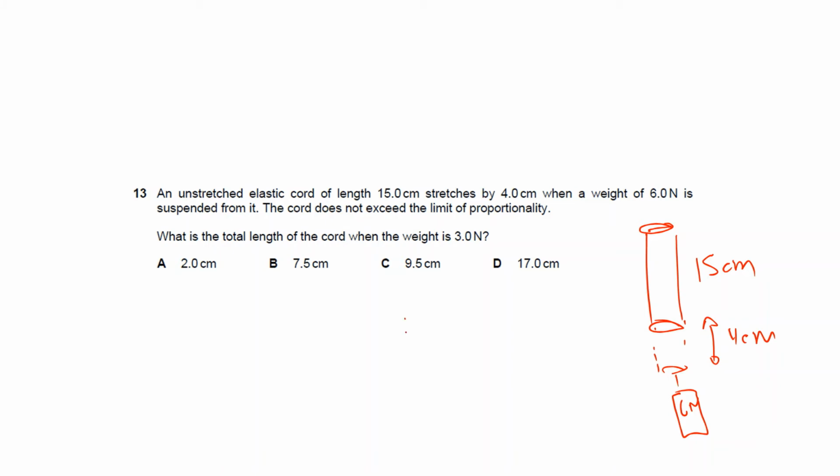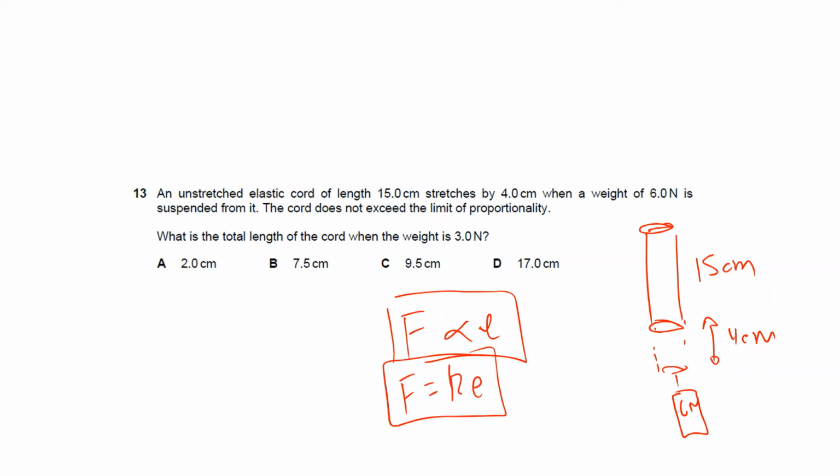Now this is actually about Hooke's law, which is F is directly proportional to e, and we know this is equal to F = ke, where k is the spring constant. And for a material, k is a constant provided that the limit of proportionality is not exceeded. So you can actually find this out by doing F over e. When we apply a force of 6 newtons, the extension is 4 centimeters. So that leaves us with 1.5.